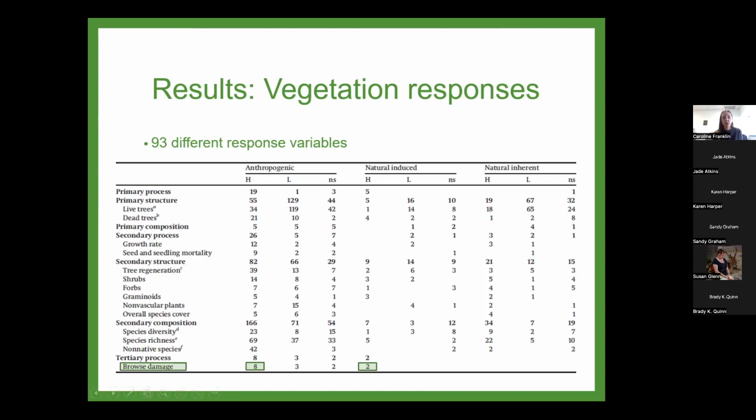Browse damage was the most popular tertiary process that was studied at the edge, and this tended to be higher at the edge compared to the forest interior. So that's what I was talking about before, where these browsing animals can actually start to maintain forest edges, which is pretty neat.